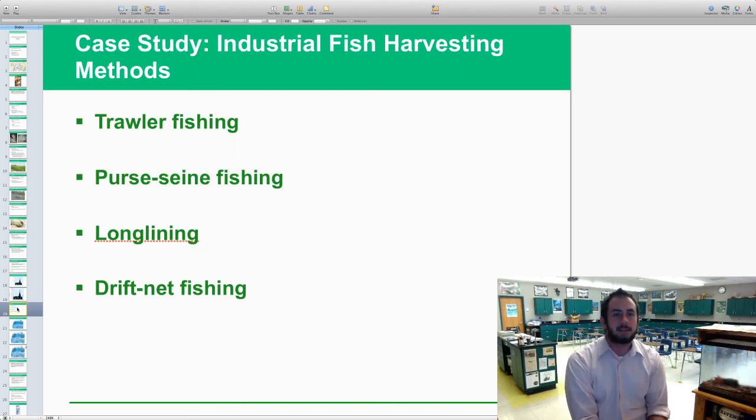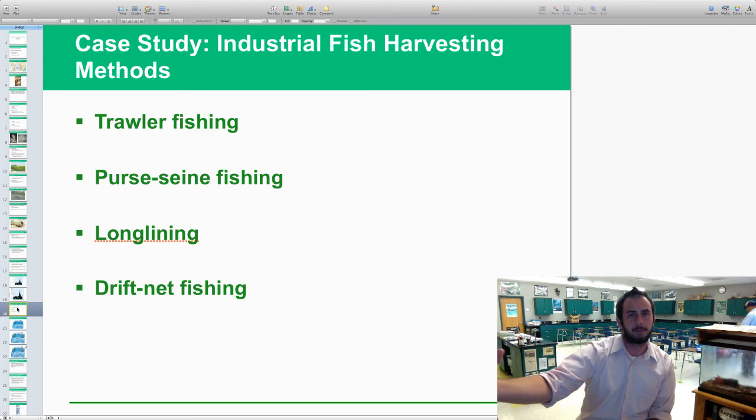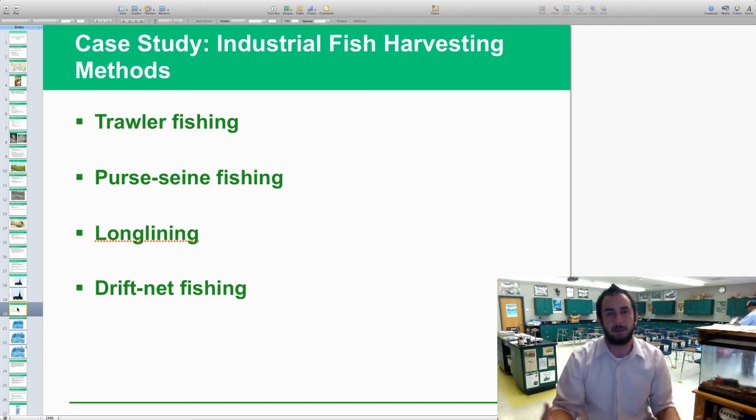All right. Case study. Let's take a look at industrial fish harvesting. Big business. I mean, everyone loves seafood. I know we love it here on the eastern coast of North Carolina. But let's take a look at our four main fishing methods. First one is trawler fishing, which we talked about a little bit before. A big net following a boat, scraping along the bottom, getting the whole water column, collecting as many fish as it possibly can.